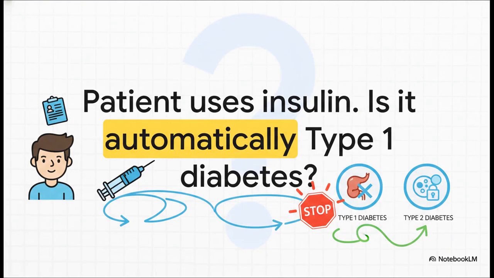All right, let's just dive right in with a super common situation. You open a chart, you see the note, long-term insulin use. What's your first thought? Probably type 1 diabetes, right? It just makes sense. But hang on, is that really the right call? The official guidelines have a very specific answer, and that's exactly what we're going to clear up right now.